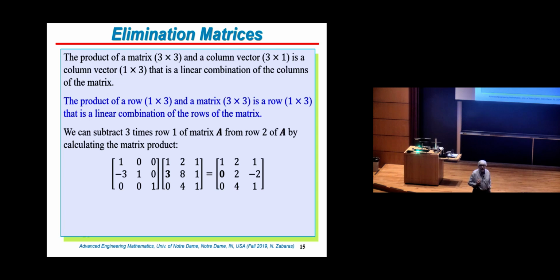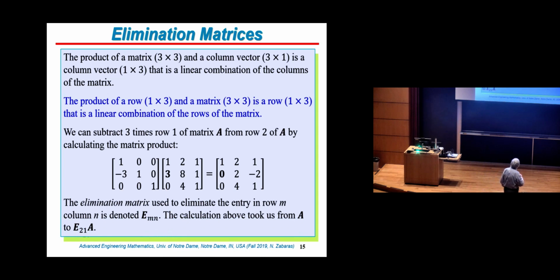The element 2, 1. All right, so I'm going to call it E21. That's it. OK, all right. Can you tell me, so what is my next elimination matrix going to be? And what name should we give it? What did we say we need to get rid of next?